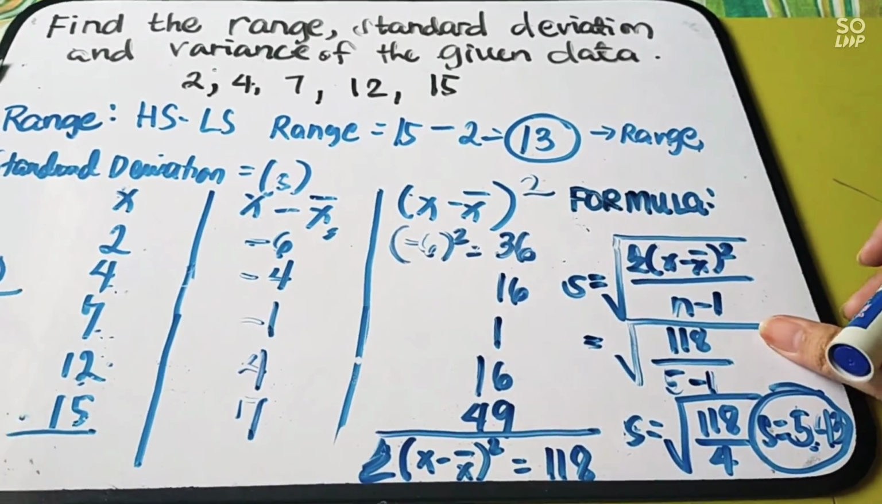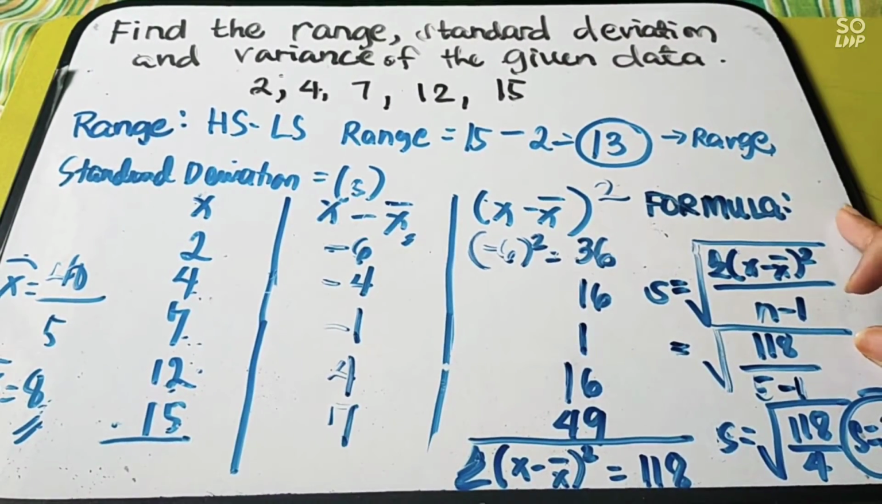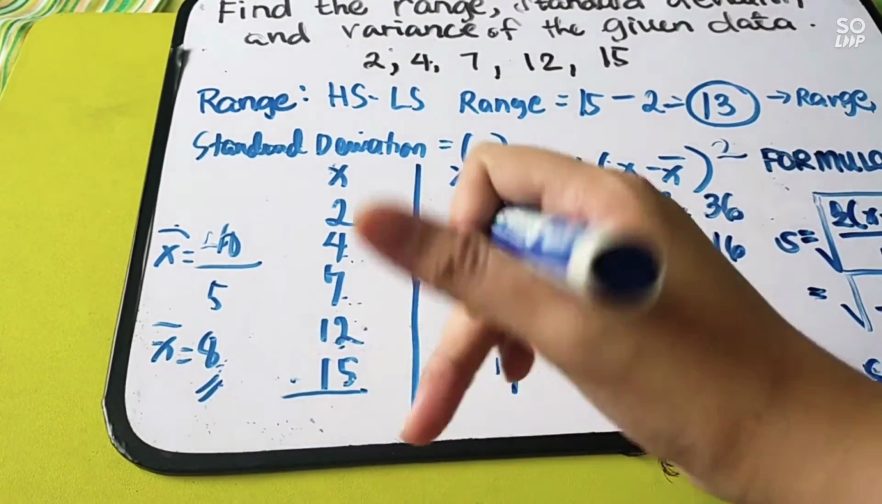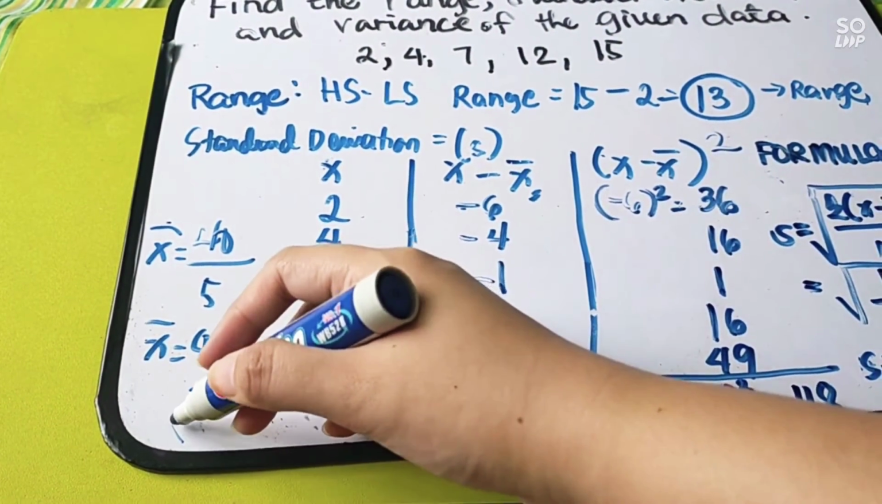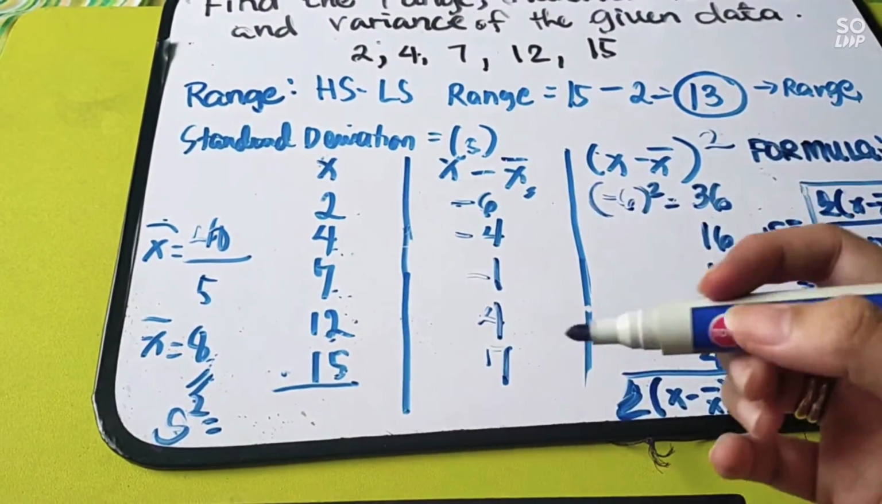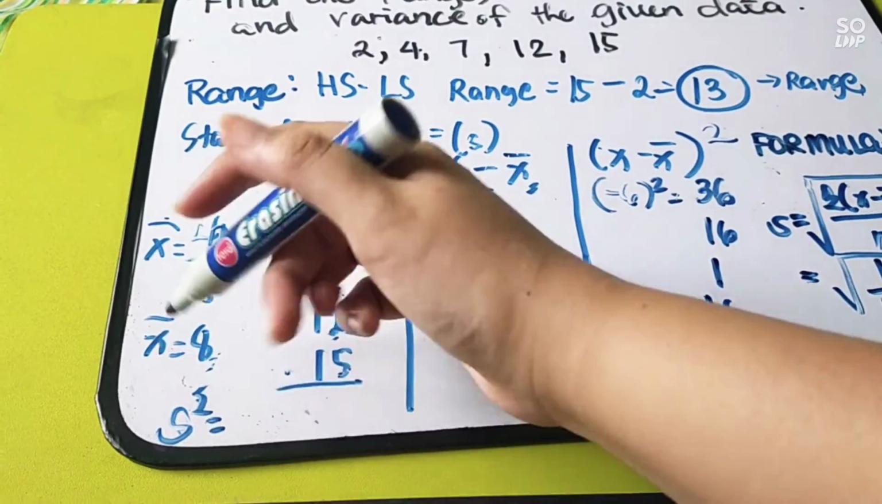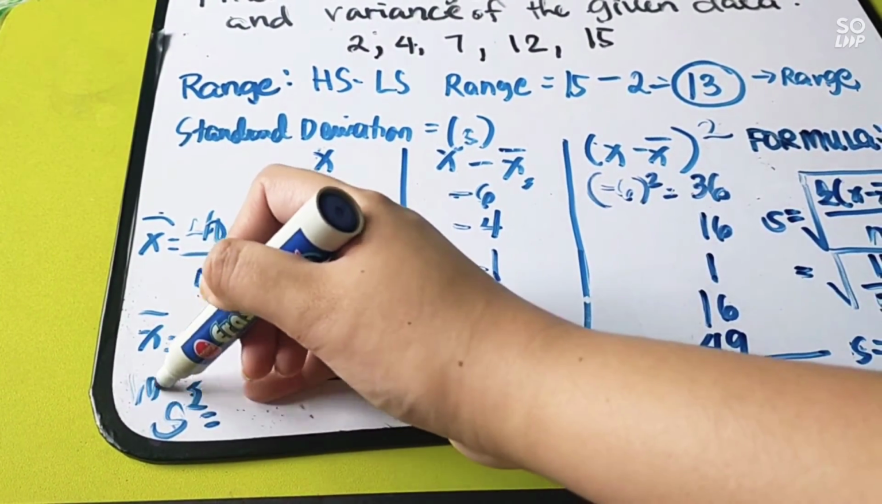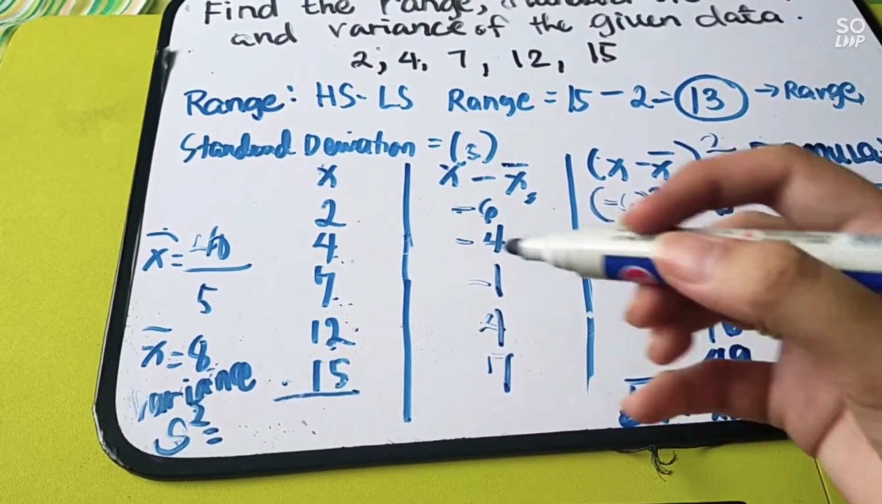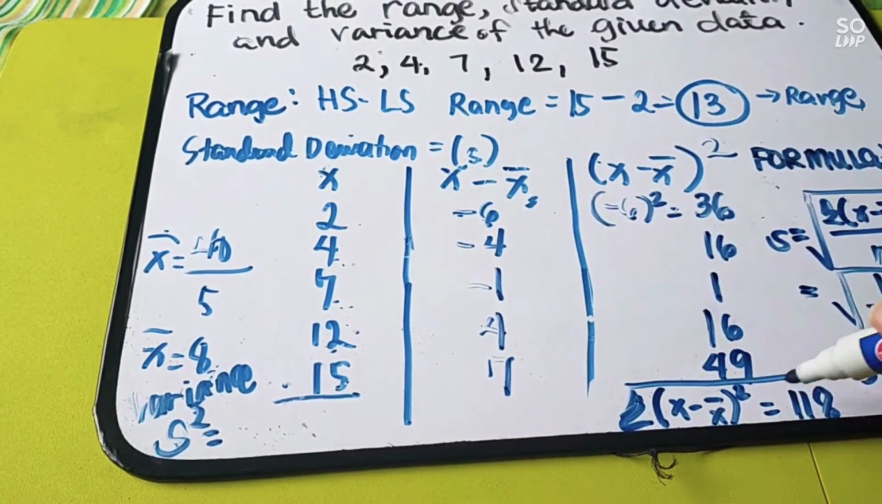Alright? Now, let us have the variance. Sino naman si variance? Si variance, ito lang po. For us to find the variance is s squared. Yan naman yung kay variance. S squared po ang kanyang symbol for variance. So, si variance ay summation lang po nito.